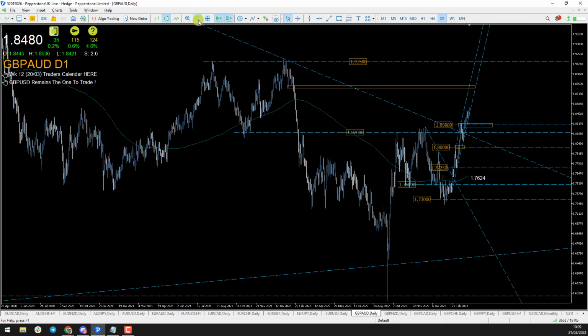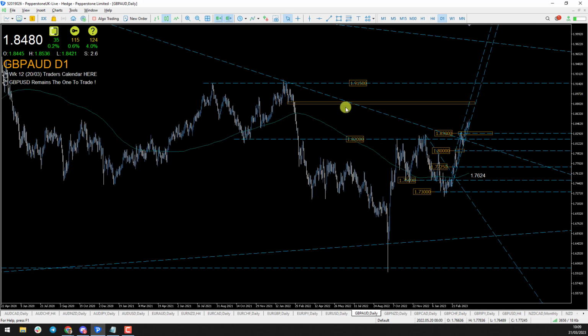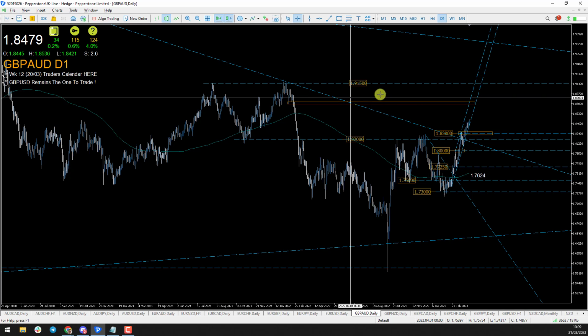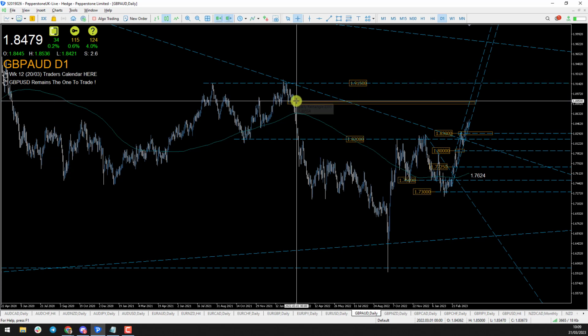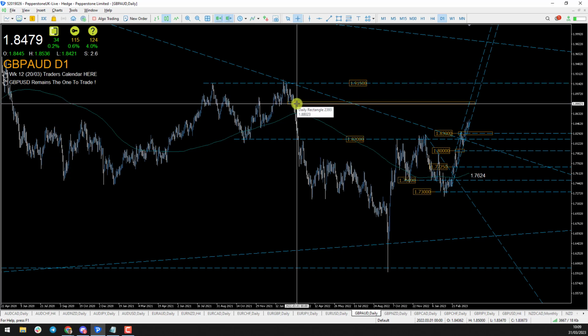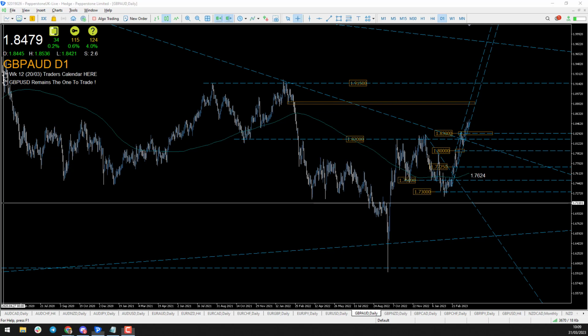Now I've zoomed out just to give you the bigger picture outlook, and what I'm looking for really is Pound Aussie prices to come up towards the 1.9150, or at least this area around about the 1.88 handle. The reason why I like the 1.88 handle is because it's like a neckline of a previous head and shoulders pattern which formed at the 1.9150.